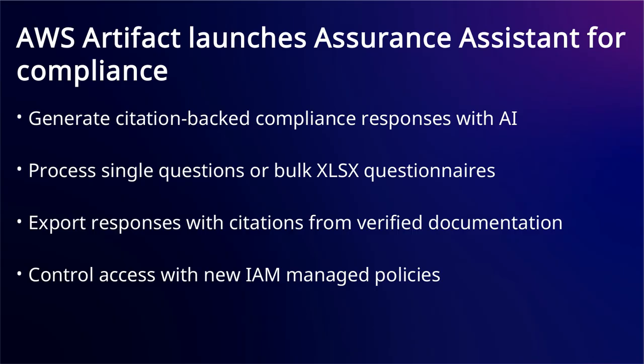The feature processes both single questions for immediate answers and bulk XLSX questionnaires, including industry-standard formats like CAIQ and SIG. You can export responses with citations from verified AWS compliance documentation, including SOC reports, ISO certifications, and C5 attestation packages, enabling independent verification of information. You can control access to Assurance Assistant using two new IAM managed policies for read-only or full access. The feature is available at no additional charge through the AWS Artifact console in all commercial AWS regions.